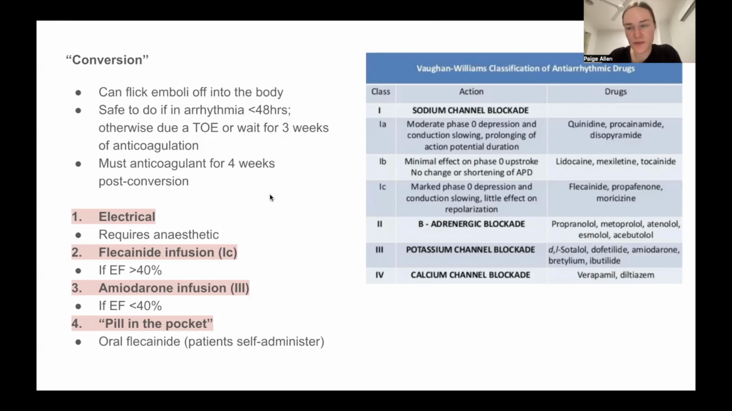So there are different ways you can do it. You can do electrical, so that's when you zap somebody. That requires an anesthetic. As I say, often they use just propofol, a quick anesthetic. Or you have your medication concepts. They have different antiarrhythmics that are used. So flecainide, amiodarone, or the classic pill in a pocket is flecainide, that's as a tablet versus the other ones as an infusion. The way that you decide which one someone's going to get is based off of the ejection fraction. So if they have good ejection, they can get a flecainide infusion. If they have bad ejection, they get an amiodarone infusion. And then this is just a view of your antiarrhythmic classes.